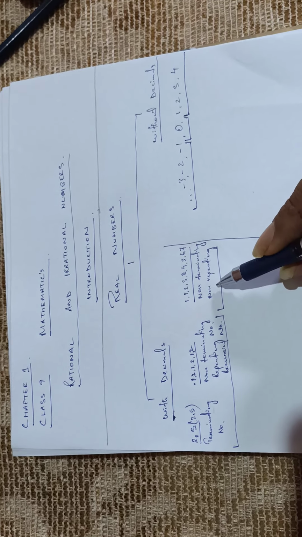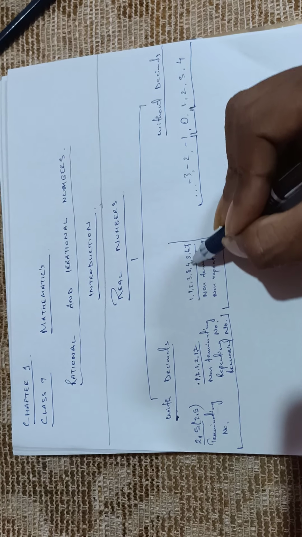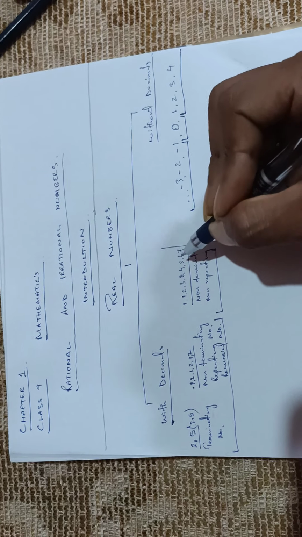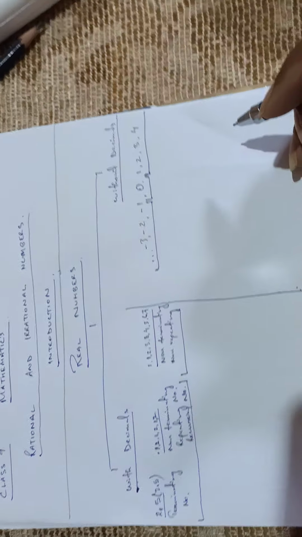On the third side, we can see non-terminating and non-repeating numbers, that is 1.1 2 3 8 4 3 6. As you can see, the numbers are not repeating, and they are also non-terminating numbers.